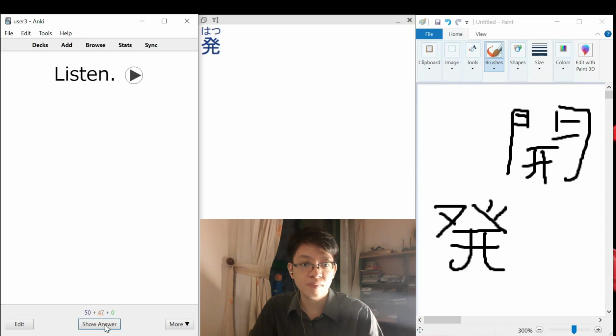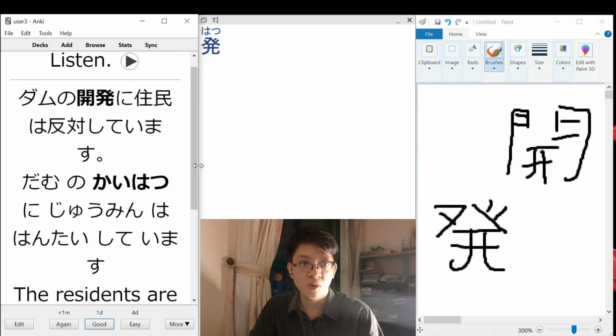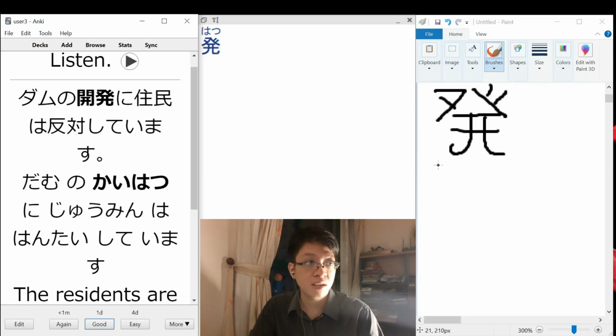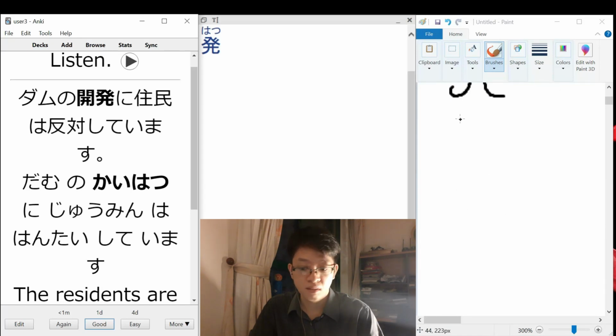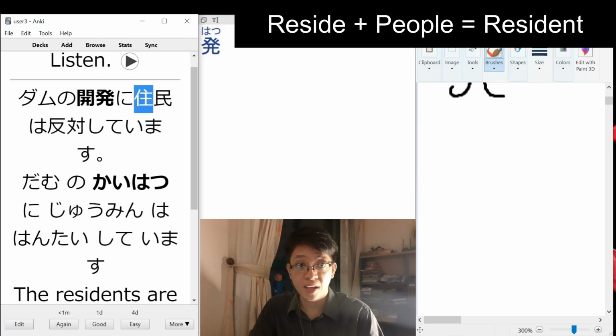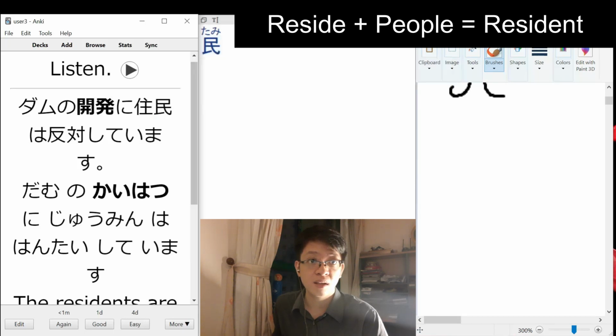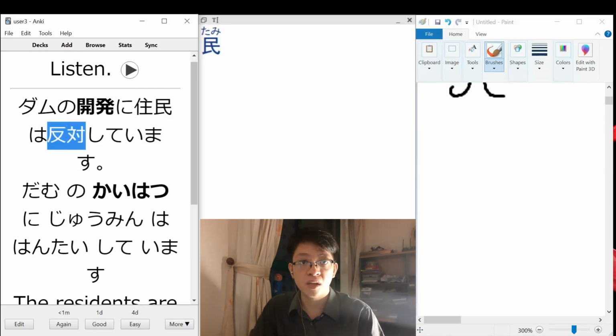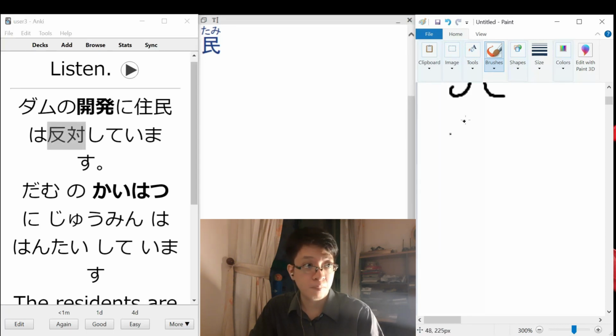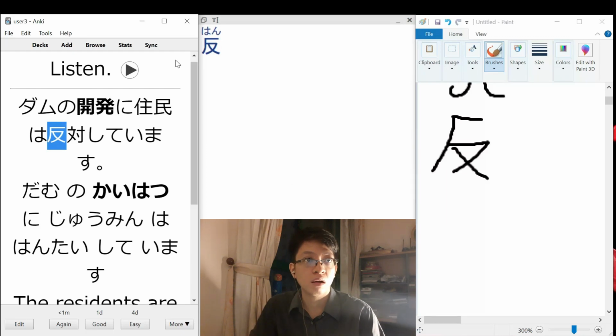Okay, next. ダムの開発に住民は反対しています。Okay, this is a rather long sentence, right? And we have a lot of new kanji in this book. So damu means dam, kaihatsu is develop, and then resident, live, and family name, right? So like a tribe. So that means resident. Okay, and this one means to be in opposition or to be in resistance. And we have the first kanji here. This means anti, right? This one is anti. Yeah, anti.